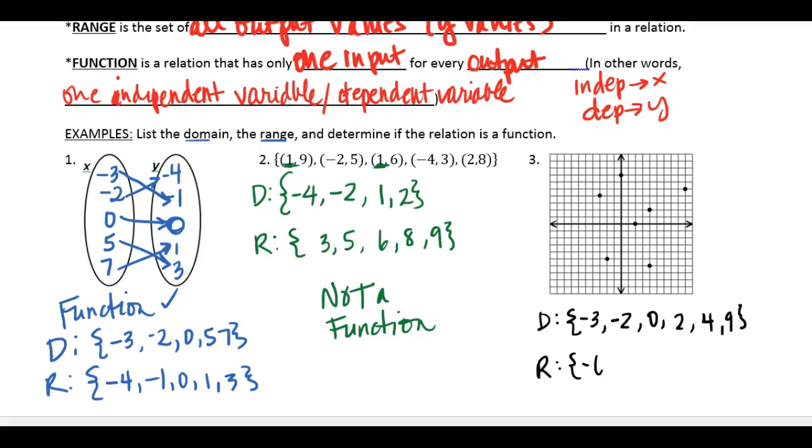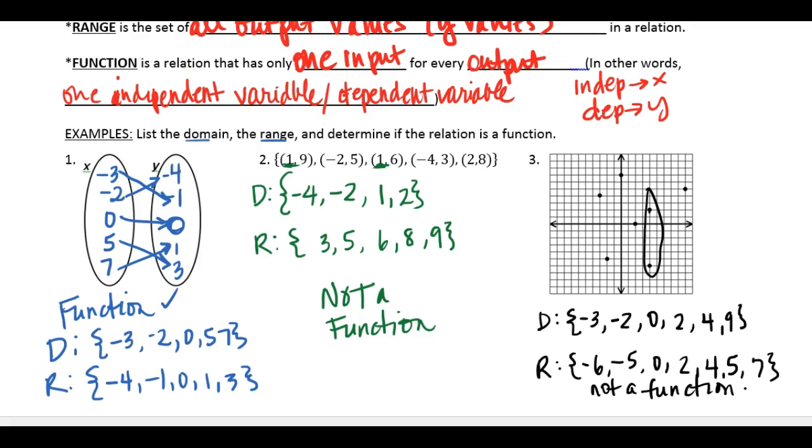So this is -6, -5, 0, 2, 4, 5. All right. Now, again, look at this oddity. We have more range values than we do domain values. That is a clue that this is not a function. Okay, notice that right here, that x value has a positive y value and a negative y value. So this one is not a function either.